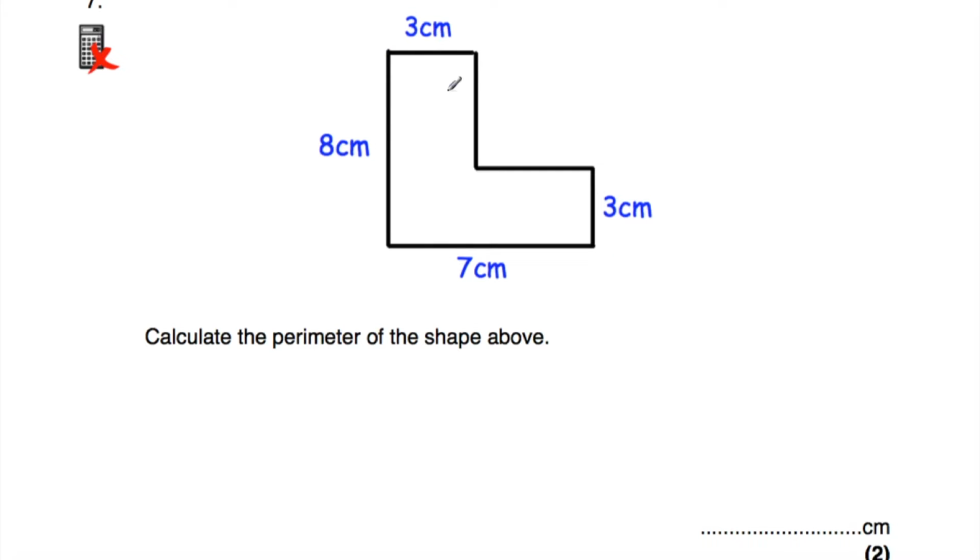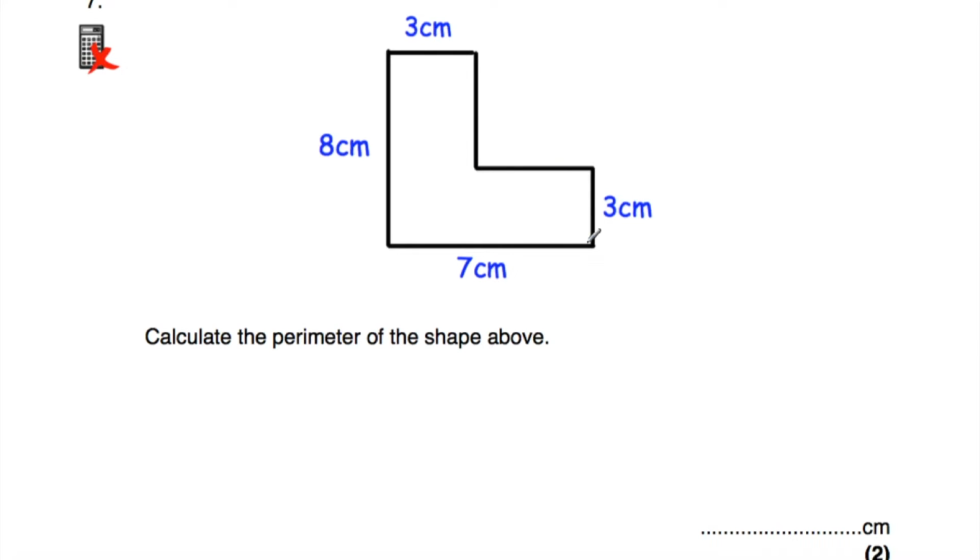So we've got this compound shape, this L shape, and we've got some of the measurements. We've got 8 centimeters, 7 centimeters, 3 centimeters. We don't know the length of this side here, this bit here. We don't know the length of this part, and we've got this bit here is 3 centimeters. So if we want to find the perimeter around the outside of this shape, I'm going to find these two measurements, this length here and this length here.